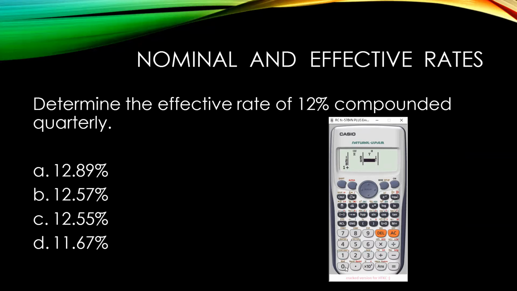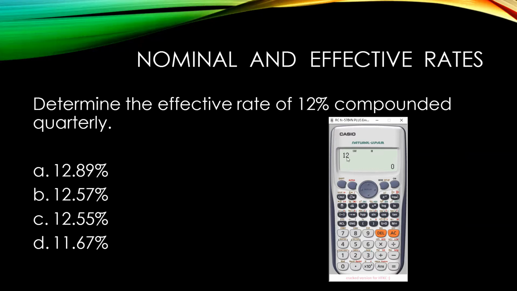So sinabi niya dito na this is 12%, so that is 0.12. Divide natin by ilang modes ba itong quarter. So within 1 year, we have 4 quarters. So yung mode natin is 4. Okay? So ayan, then equal lang natin. So to save this one, press lang natin yung AC. So na-save na yon. And then, solve natin yung effective rate.